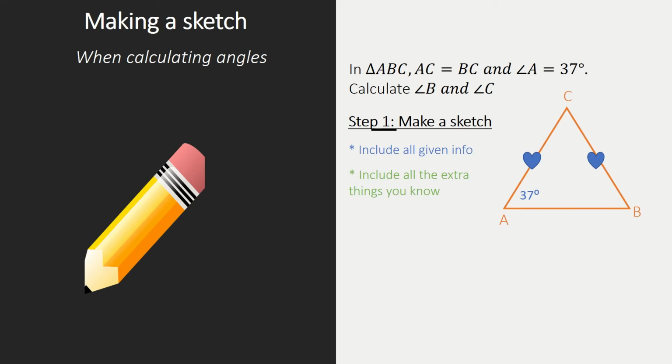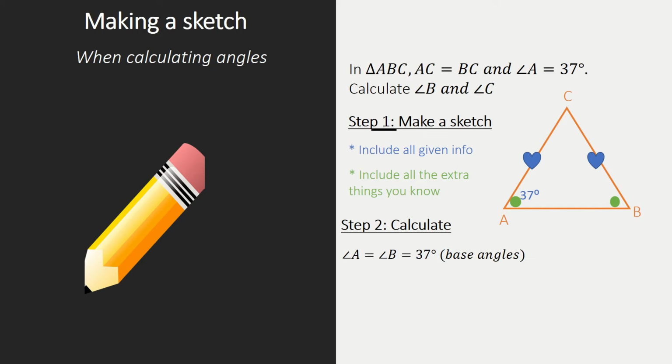So, it's really important to include all the extra things that we know. We know that angle A is equal to angle B, since a triangle ABC is an isosceles triangle. To remember, guys, that an isosceles triangle was when 2 sides were equal. And those isosceles triangles had also base angles which were equal. Our second step is to calculate.